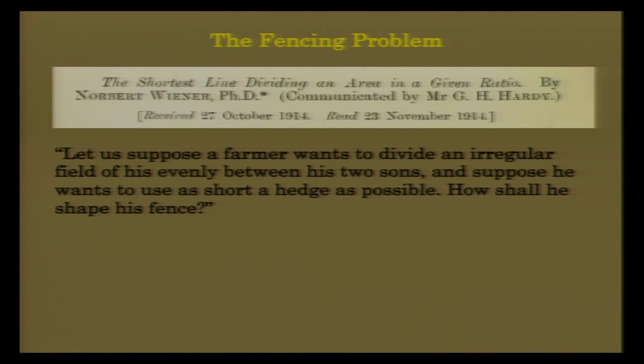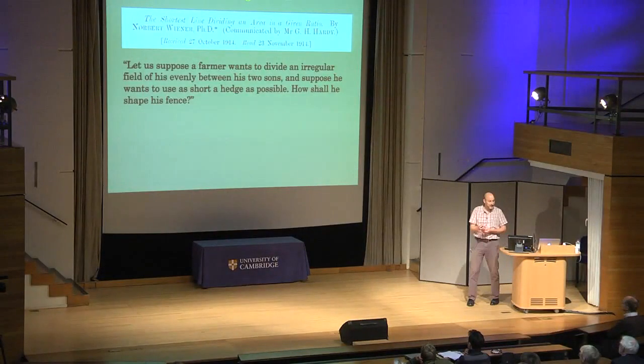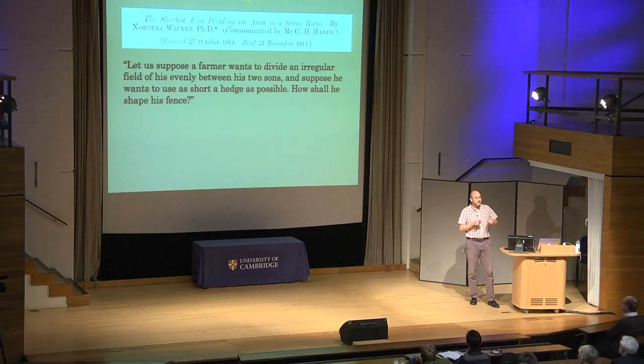And suppose that he wants to use as short an edge as possible. How shall he shape the edges, his fence? What shall be the shape of this fence? So that's the idea. Imagine any shape that you want. We'll probably assume a convex shape for the time being. And I would like to divide it in two equal areas using the edge, or in my case, a cell wall that is the shortest possible.